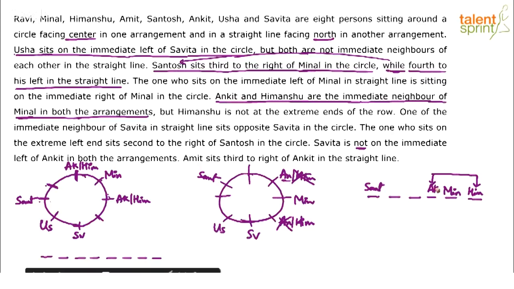So don't worry about Ankit and Himanshu's position, because this statement will help us. The one who sits on the immediate left of Minal in straight line is sitting on the immediate right of Minal in the circle. So whoever is sitting on the immediate left of Minal in straight line is sitting on the immediate right of Minal in the circle. Now, for example, if you look at case 2, the immediate right of Minal is Ankit. So he will be on the immediate left of Minal. I hope you are able to follow.